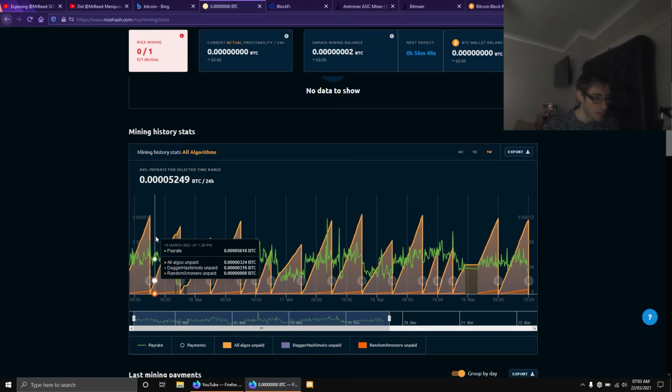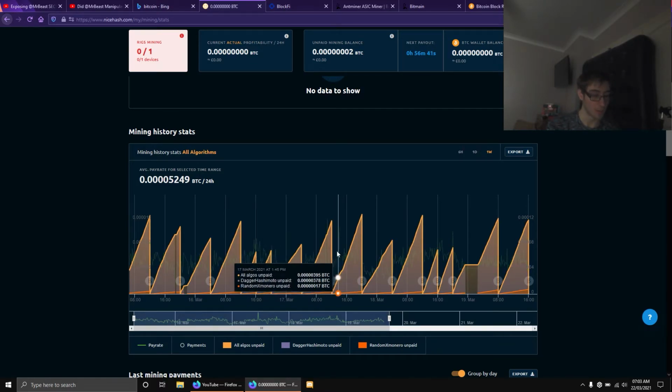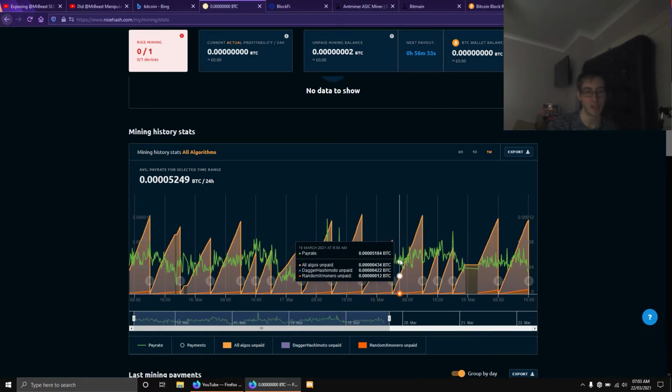Now, you'll notice on this graph there's a load of squiggly lines. This is sort of like a pay graph, so it's a prediction of how much you're going to earn. Obviously, it fluctuates depending on what's happening. You're not going to be mining at a constant rate. It will go up and down depending on a load of different factors.